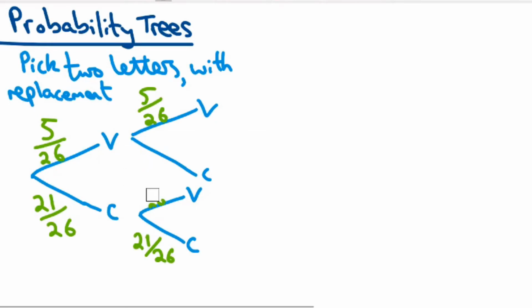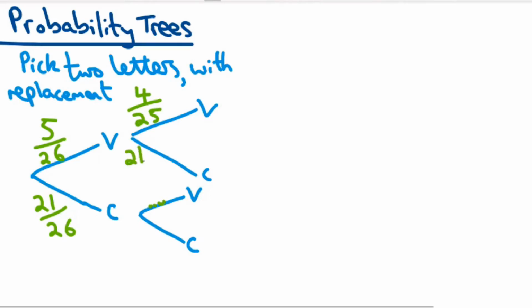Now, our first probabilities are going to remain exactly the same. Again, to start off with, there are 5 vowels, so there are 21 consonants. But what we're now saying is that the second vowel probability, assuming we took a vowel first, is now going to be 4 out of 25. There's only 4 vowels left, and there's only 25 tiles left, because you've taken 1 in each respect.